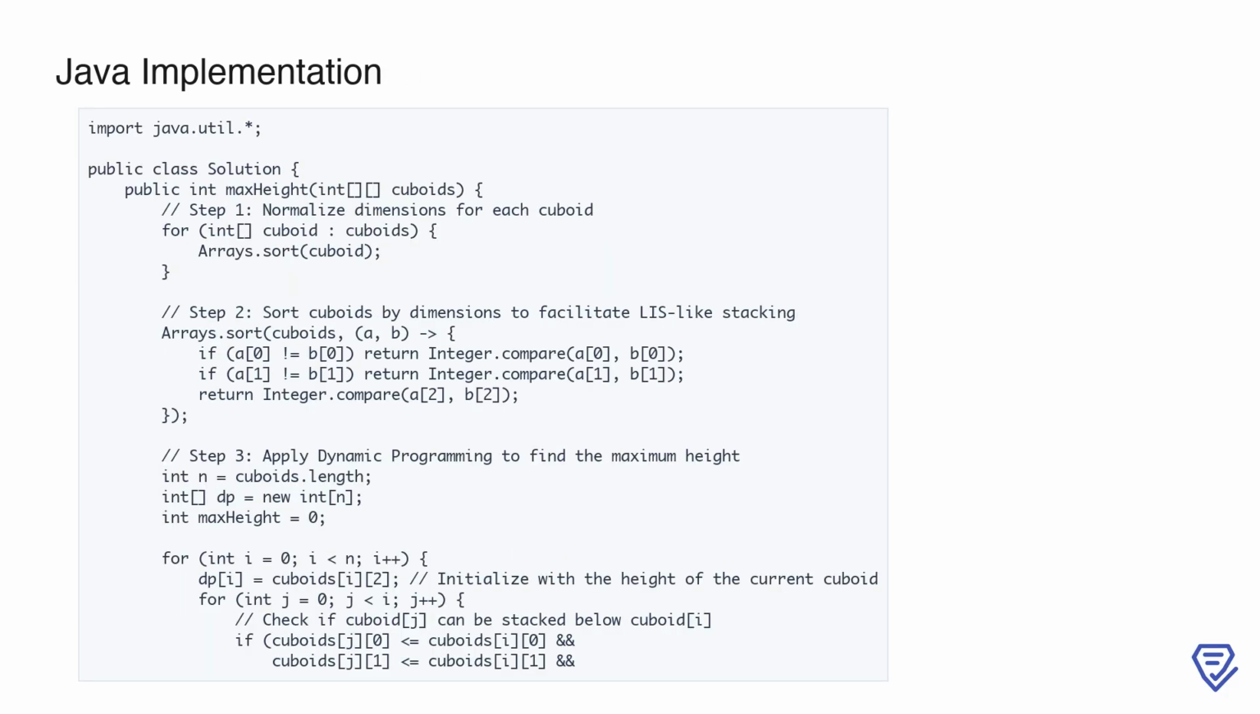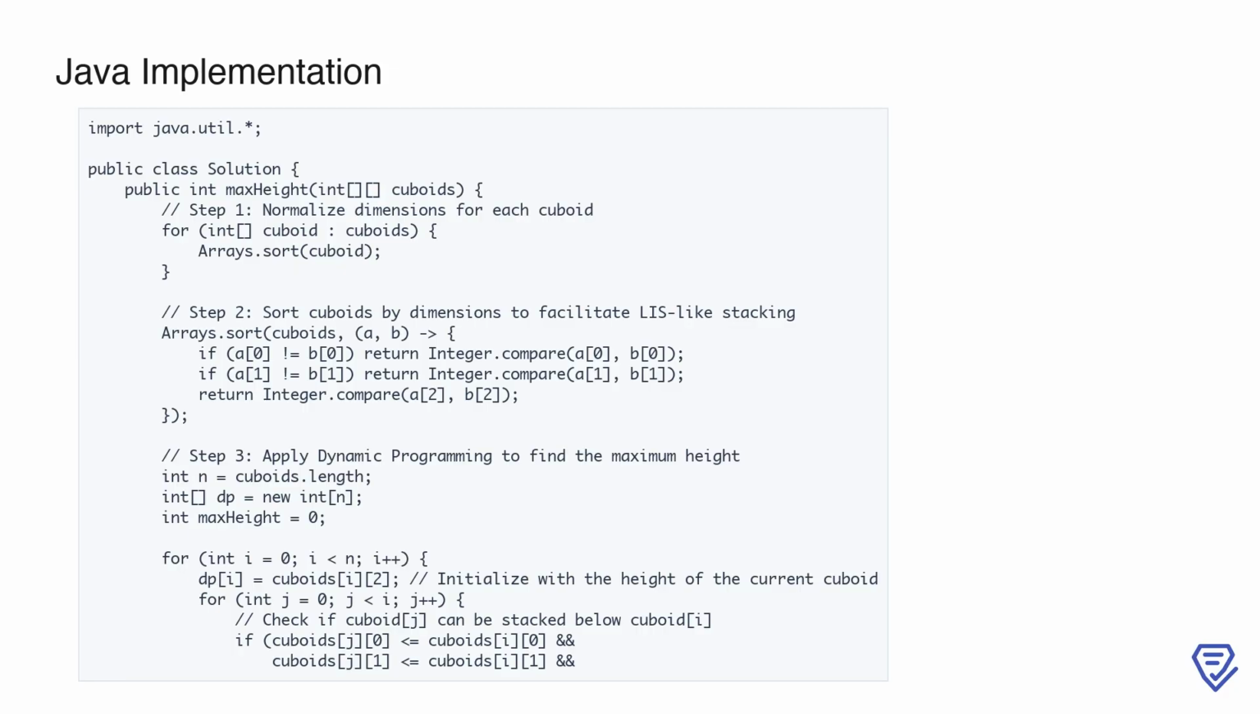Here, we start by normalizing the dimensions of each cuboid. Since the problem allows us to rotate the cuboids, we ensure that for every cuboid, its dimensions are sorted in ascending order. This helps us standardize the orientation, making it easier to compare and stack them later. Next, we sort the cuboids based on their dimensions. The sorting is done lexicographically, first by the smallest dimension, then the middle, and finally the largest.